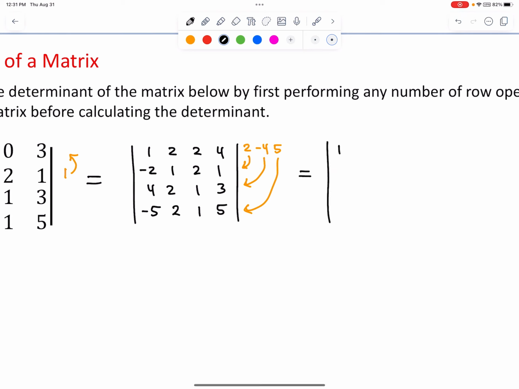So this time this is the top row that doesn't change, but the next 3 rows will. So 2 times row 1 added to row 2 is going to give me 0, 5, 6, 9. The next row will be 0, -6, -7, -13. And then finally, we're going to get 0, 12, 11, and 25.